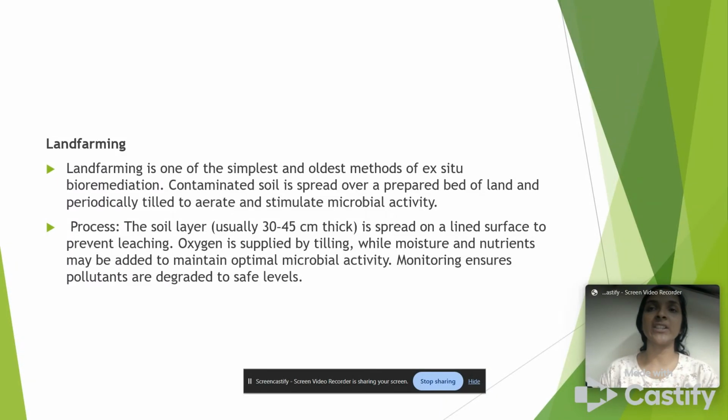Next is land farming. It is one of the commonest and oldest methods of bioremediation. Here, instead of making piles, the contaminated soil is just spread over in a thin layer, periodically tilled to aerate and stimulate microbial activity. The soil layer is spread on a lined surface to prevent leaching. Oxygen is supplied by tilling, while moisture and nutrients can be added to maintain optimum biodegradation activity. And monitoring ensures pollutants are degraded to a safe level.